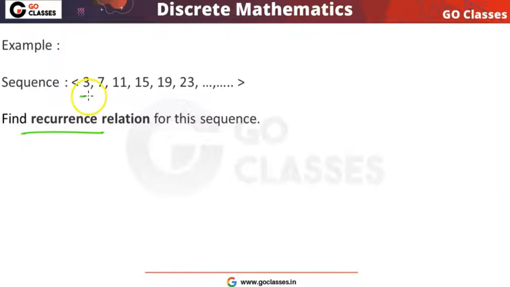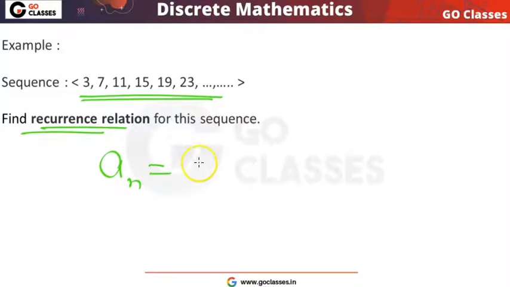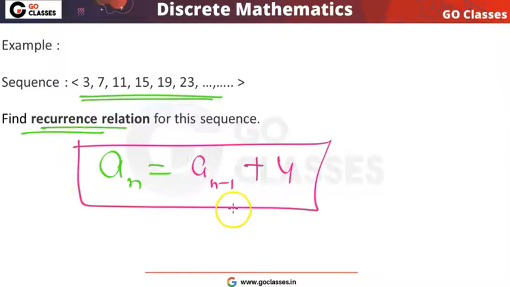Find the recurrence relation for this sequence. For this sequence, we want to write the recurrence relation. This is a simple arithmetic sequence. You can notice that any term an is basically the previous term plus 4. This is how I can write the recurrence relation.